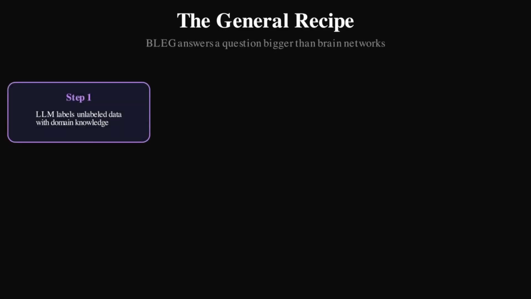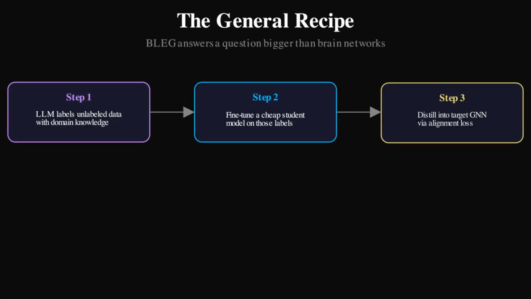So let's zoom out. BLEG is at its core a specific answer to a general question. How do you inject symbolic linguistic knowledge into a geometric structural model efficiently and cheaply? The answer here is use the LLM to label your unlabeled data with the domain knowledge. Train a cheap student model on those labels and then distill the student's knowledge into your target model through an alignment loss. This is a recipe that generalizes well beyond brain networks.